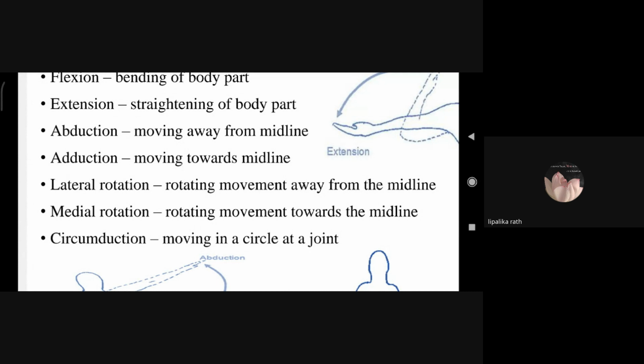But when we are rotating our limbs, then it will be lateral and medial. If we are rotating away from the midline, then it is lateral. If we are rotating towards the midline, then it is medial.